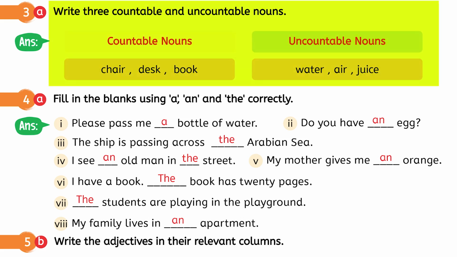Based on these things, we are going to solve question number 3, which is: look around your school carefully, then write 3 countable and uncountable nouns in your notebook. You can write your own response, but let me help you with some of the countable and uncountable nouns. If we talk about countable nouns, you see there are chair, chairs, desks, books. And if we talk about uncountable nouns, there is water, air, juice.